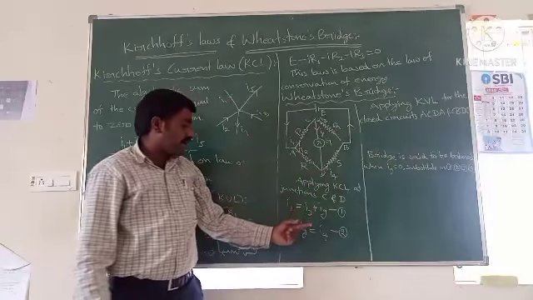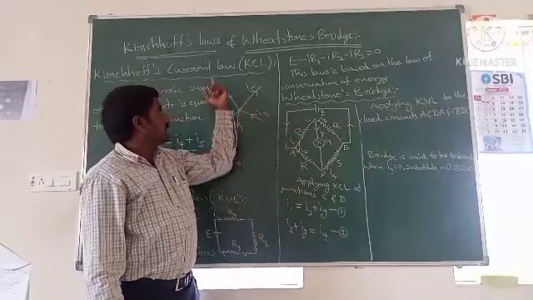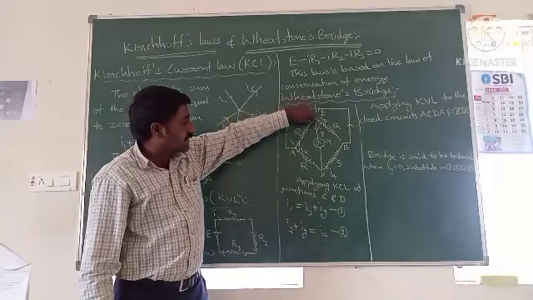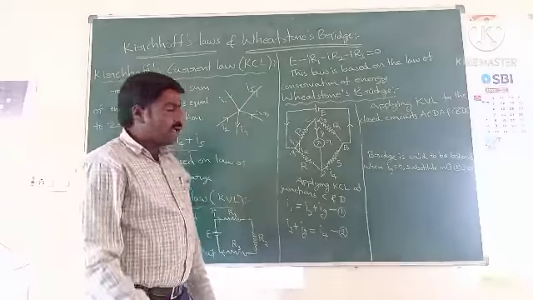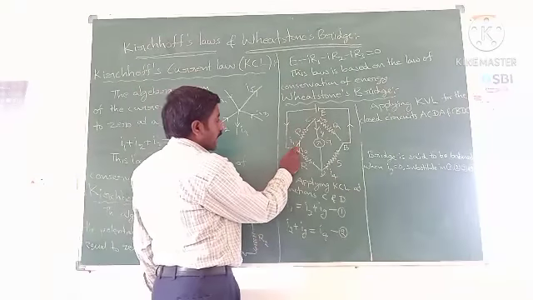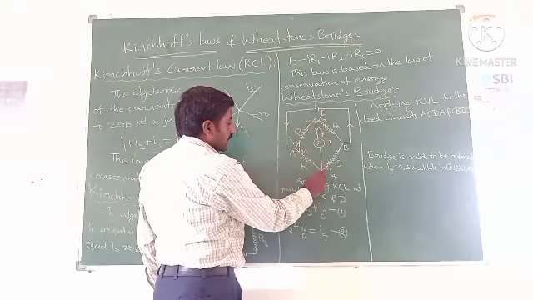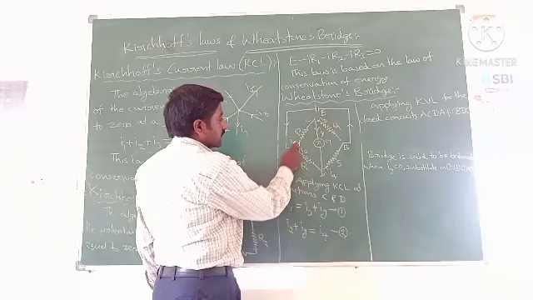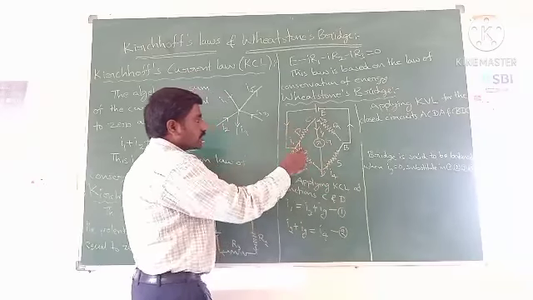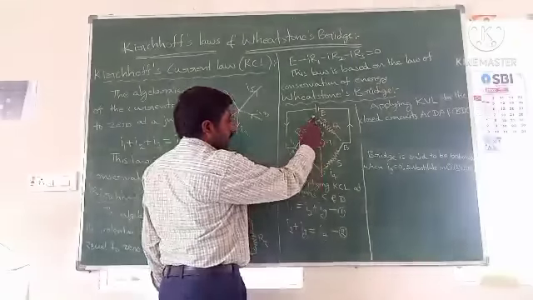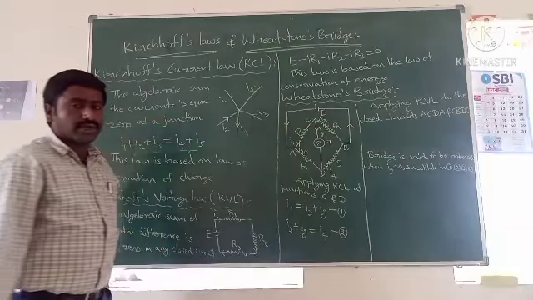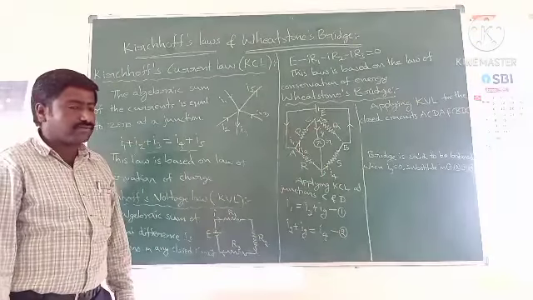So equations 1 and 2 represent KCL applied at the junctions C and D. Similarly, when you apply the KVL, one closed circuit is A, C, D, A, and another closed circuit is C, B, D, C. So in these two closed circuits, when you apply the KVL, what happens?